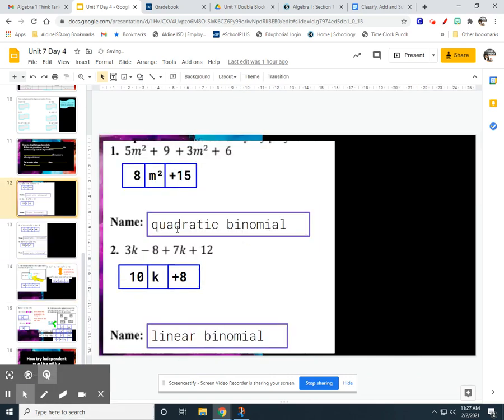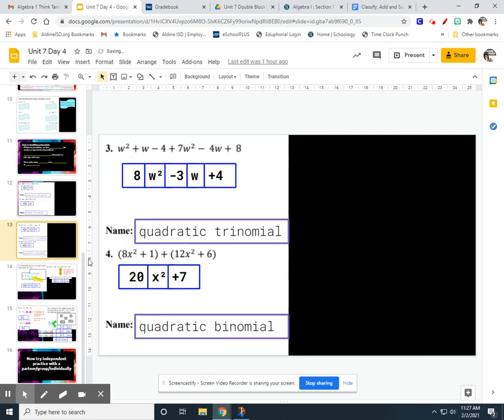Alright, let's go back and then we'll double check and make sure that you guys wrote the right names. Okay, so on this one it should have been quadratic binomial because you had an exponent of 2 and you have 2 terms. This is an exponent of 1 and 2 terms, so linear binomial. For this one you should have gotten quadratic trinomial because it's exponent of 2 and there's 3 terms. Here you should have gotten a quadratic binomial because there's an exponent of 2 and 2 terms. Notice I'm only writing it for the result. I'm not using the top problem. I'm using it after I simplify. That's when I'm going to name it.